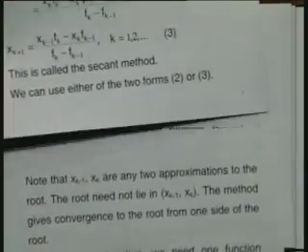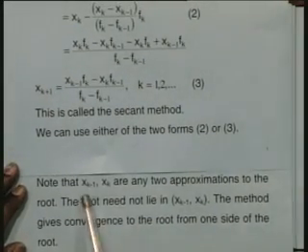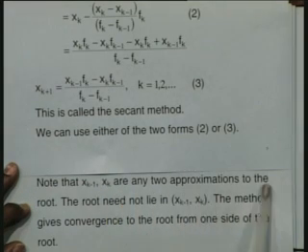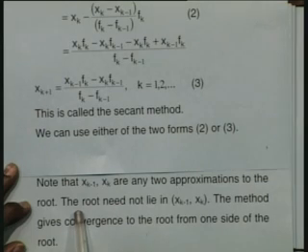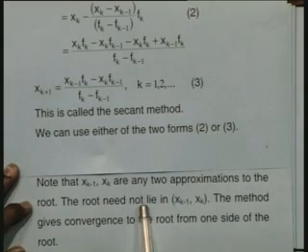Now the very important thing to note here is this. We said that xk-1 and xk are any two approximations to the root. We did not require that the root should lie between xk-1 and xk. The root need not lie in the interval. The method gives convergence to the root from one side of the root. The convergence for the secant method is always from one side of the root.